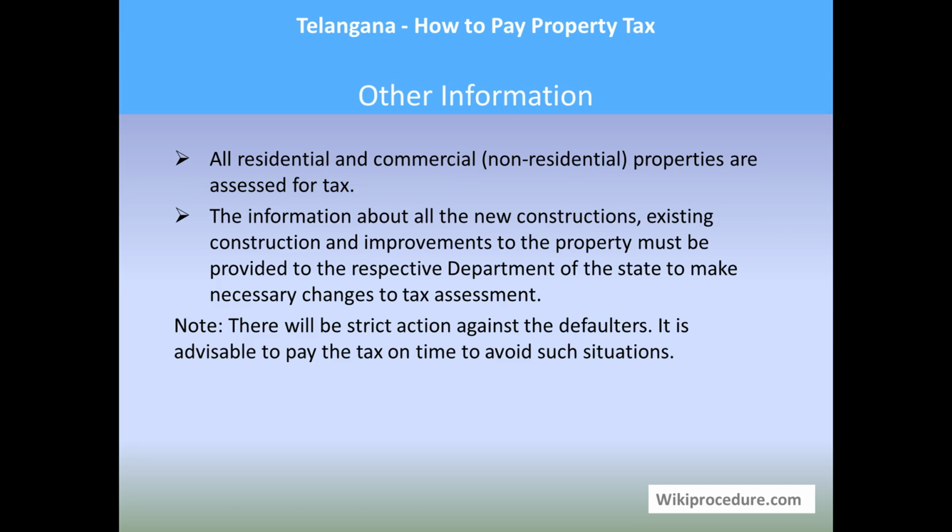The information about all new construction, meaning if you own a building of 1000 square feet and you are adding 200 square feet to it, then the addition of 200 square feet has to be mentioned to the assessment office for including the same in the next assessment period. There will be strict action against the defaulters. It is advisable to pay the tax on time to avoid such situations.